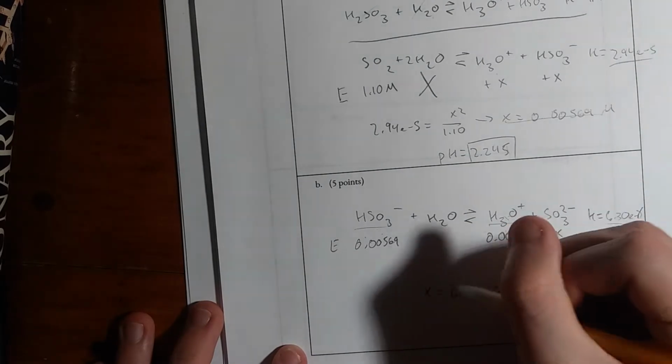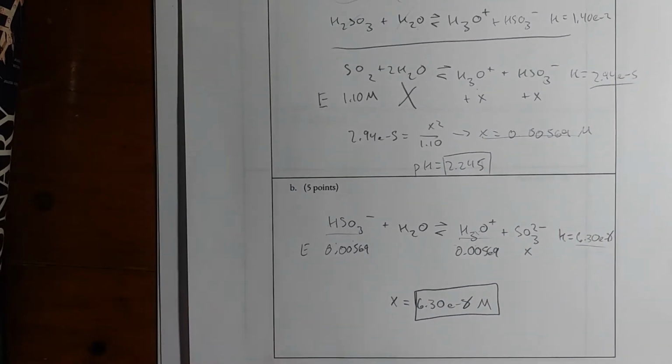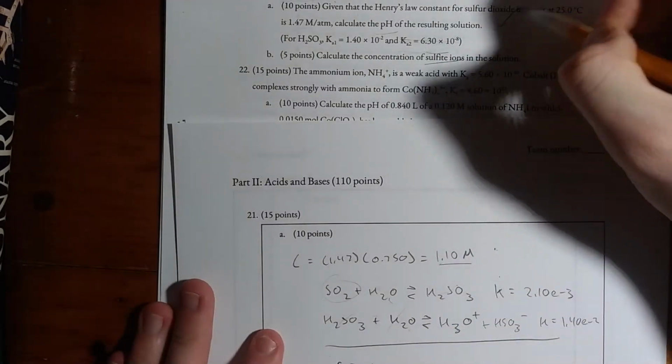So it's just going to be the Ka2. It's going to be the final sulfate ion concentration. Okay, nice. So we did this first problem. We did that and we did that.